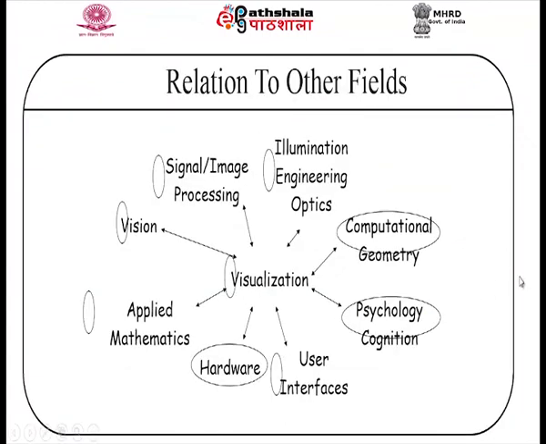If you look at the relation of visualization with respect to other fields, we can see that visualization is helpful in computational geometry. It is used in psychology or cognition to gain certain knowledge. Visualization is used as a user interface tool. It needs the hardware component as such. It is helpful in applied mathematics. Visualization is used in computer vision. It is also used in signal or image processing, and also in optics. So these are various application areas or relationships of visualization with respect to various other fields.